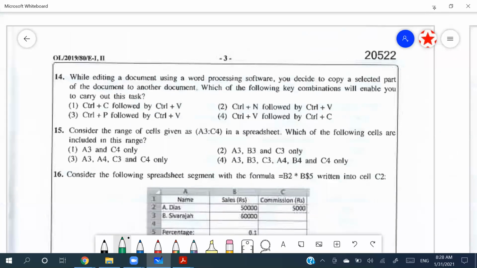14. While editing a document using word processing software, you decide to copy a selected part of the document to another document. Which of the following key combinations will enable you to carry out this task? Yeah, it's kind of an easy question. So it's Control C and Control V that we need to use, right? You need to copy a selected part to another document, right? So the 1st one, Control C followed by Control V.